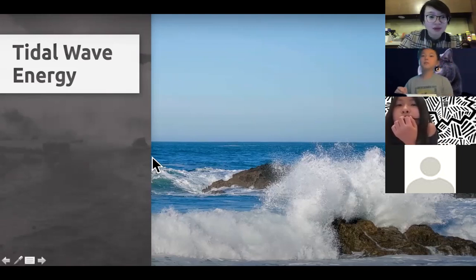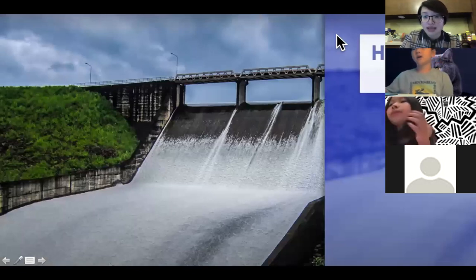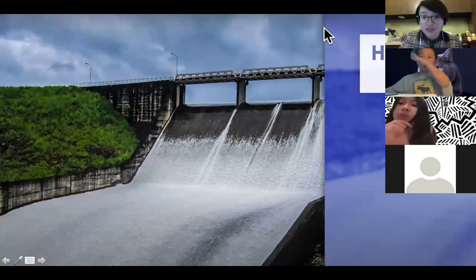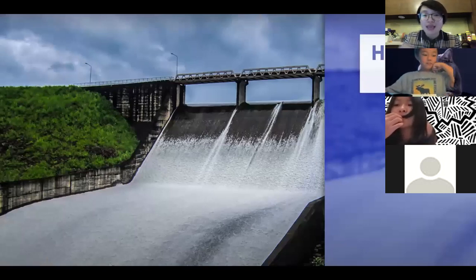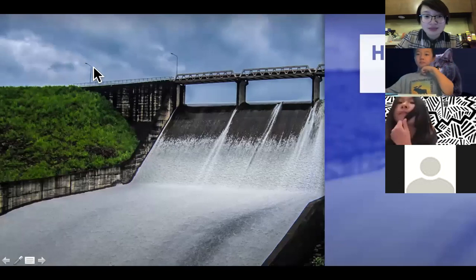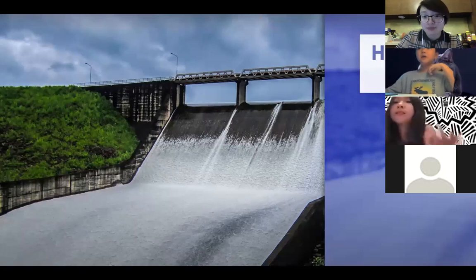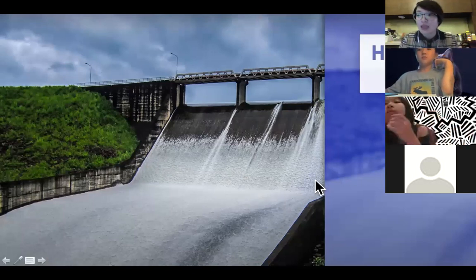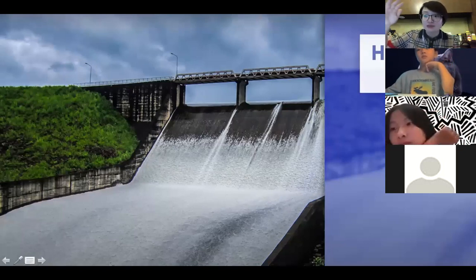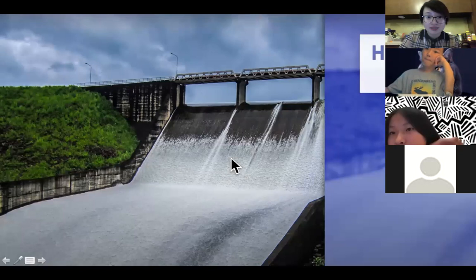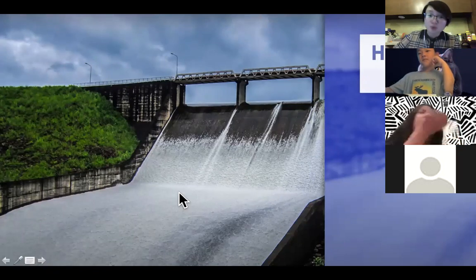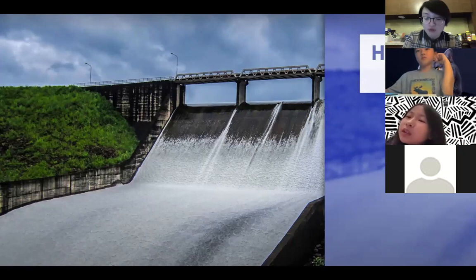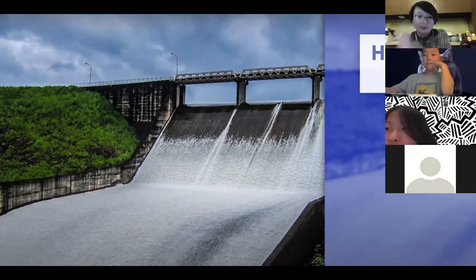Okay, and next one, let's see. Ooh, what is that? Hydraulic energy, good pronunciation. It's actually human-made. This is called a dam. Dam, D-A-M. It looks like there's water flowing on it. Yes, it's human-made, okay? We use a dam to control the water. The water will fall from a high spot through the hydraulic factory. So this is actually a hydraulic factory. When the water moves from the hydraulic factory to the low ground, its energy is transformed into electricity.